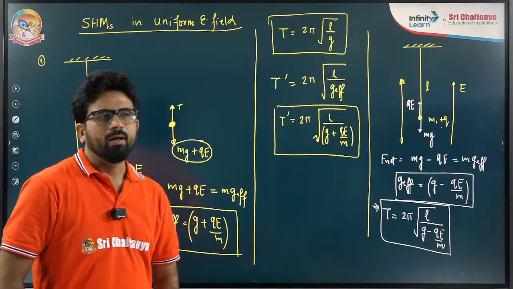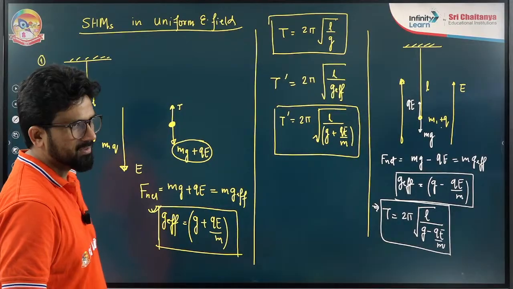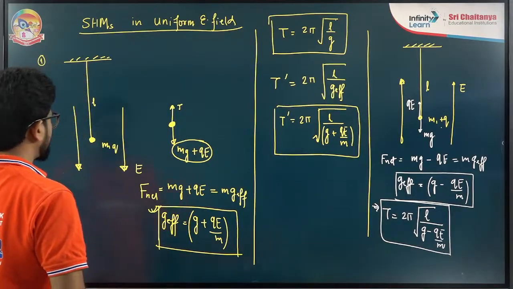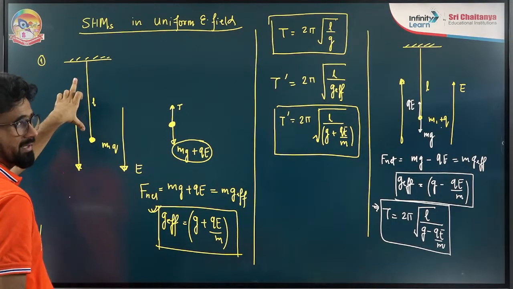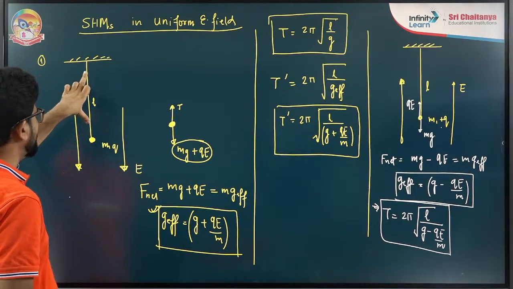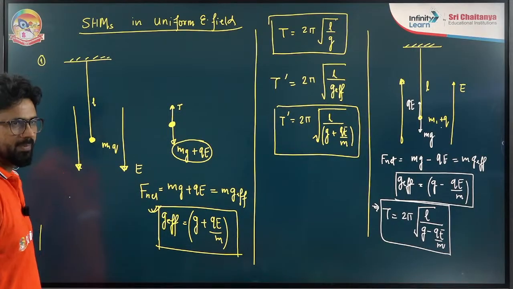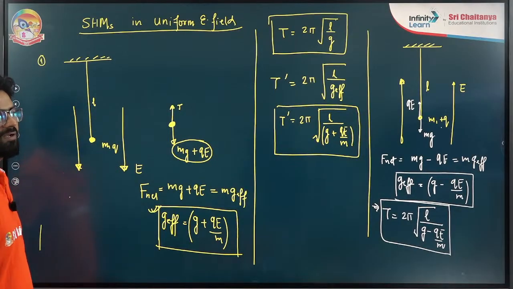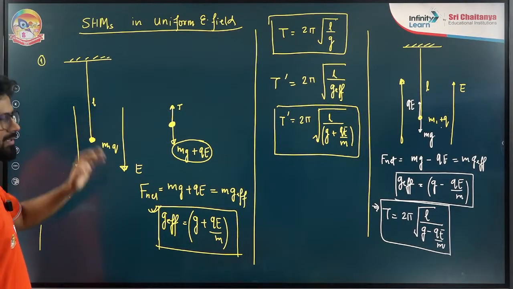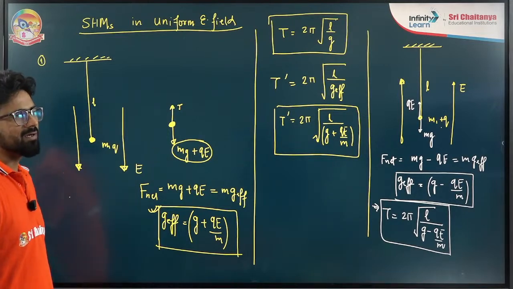So now I am going to start. In the last class we discussed this question. If a simple pendulum is there, the string length is L, and there is one bob of mass M and charge Q, and there is an electric field acting vertically downward, then we have to calculate the time period.